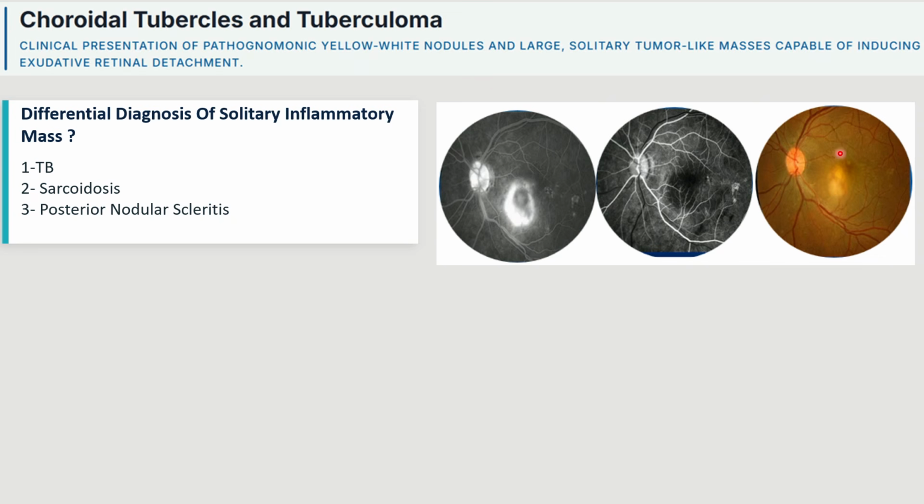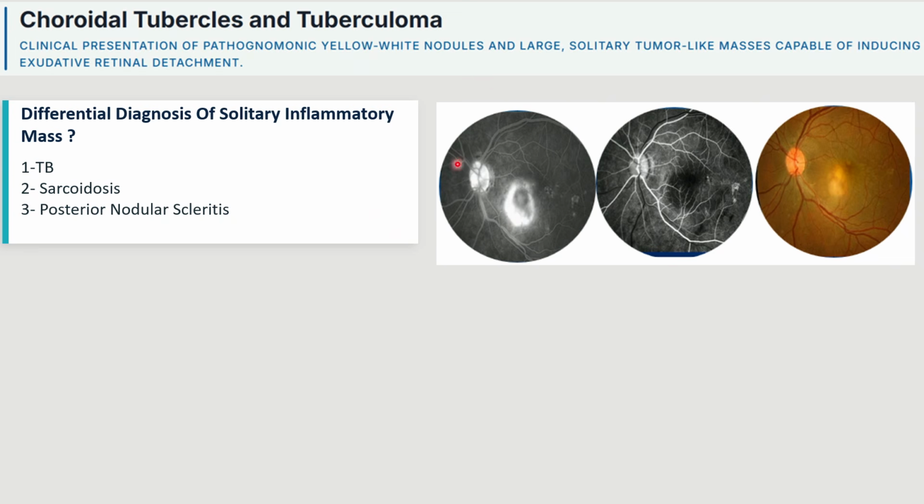And why the posterior pole? Because this area is highly oxygenated, as you know, near the macula, and based on the principle of tropism, Mycobacterium bacilli have a predilection for highly oxygenated structures like the lung and the posterior pole near the macula. So usually it is a single solitary mass, sometimes associated with retinal detachment, and it comes in the differential diagnosis of a single solitary mass in the posterior segment, including TB, sarcoidosis, posterior nodular scleritis, and sometimes melanoma, and so on.